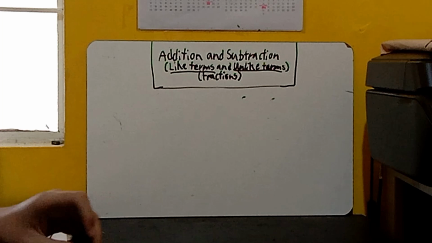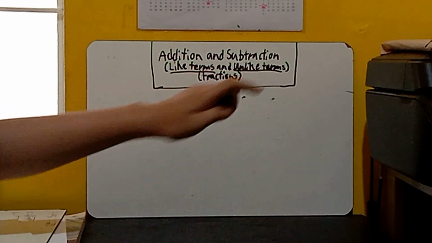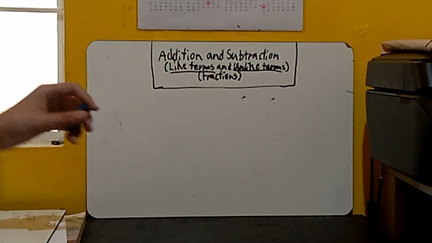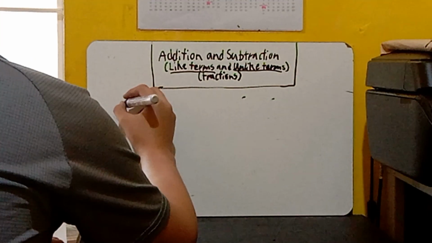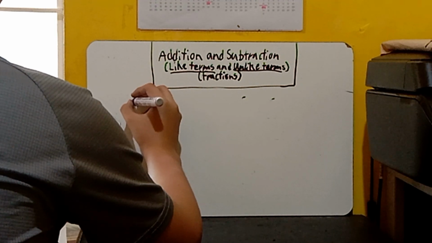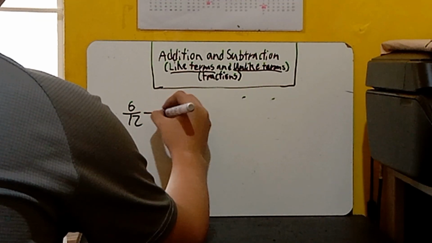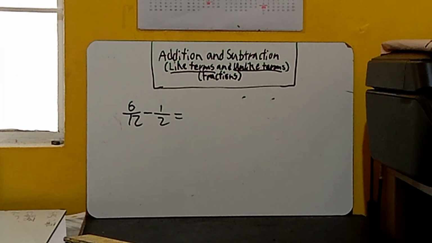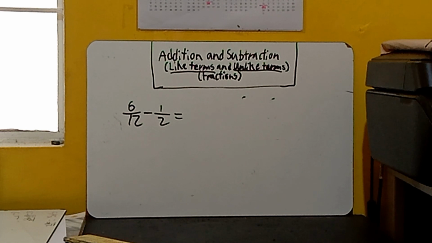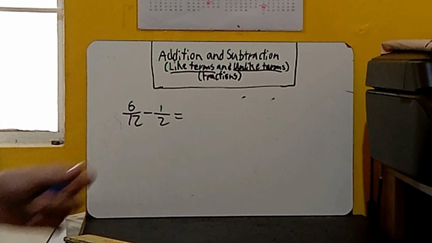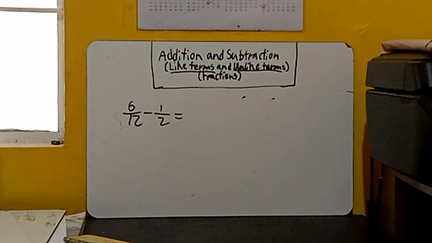Now, what about the subtraction on like terms? Well, it's just the same as addition, but you just subtract the numerator. Okay, let me give you an example here. 6 over 12 minus 1 half. I'm gonna let you solve it. You just find the least common denominator, and you just subtract the numerator. You may pause the video if you want to solve it.